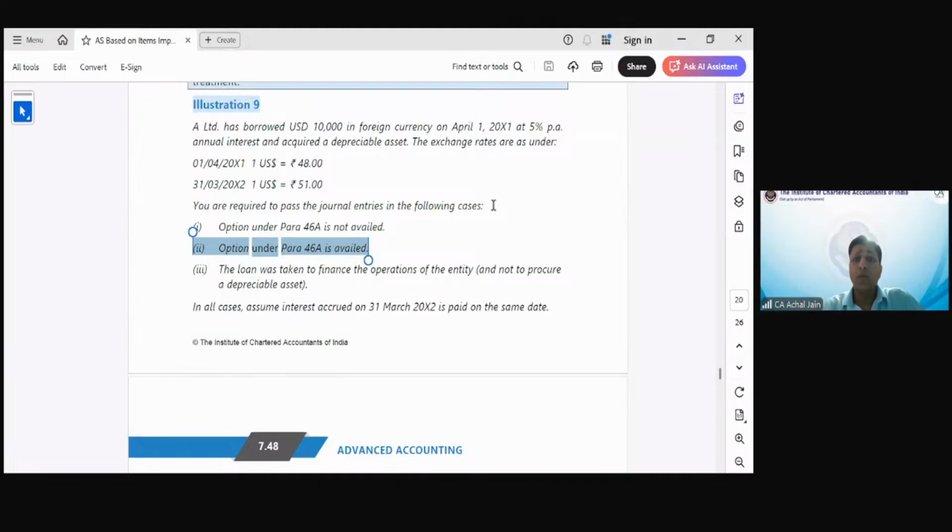So in option 2, what is the understanding you have? That this loan was availed for acquiring the depreciable asset. So if the loan is availed for acquiring the depreciable asset, tell me, will you capitalize that with the cost of the depreciable asset, or will you park it to the foreign currency monetary item translation difference account? Tell me, what will you do? So Rohan, tell me.